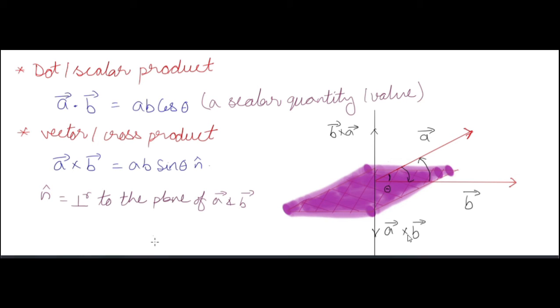Similarly we have b cross a. We are going from vector b to a, and the resultant will be perpendicular to the plane. The direction will be given by the thumb. So you have to wrap your fingers from b to a and the thumb will show the direction of the resultant. So this is the cross product.